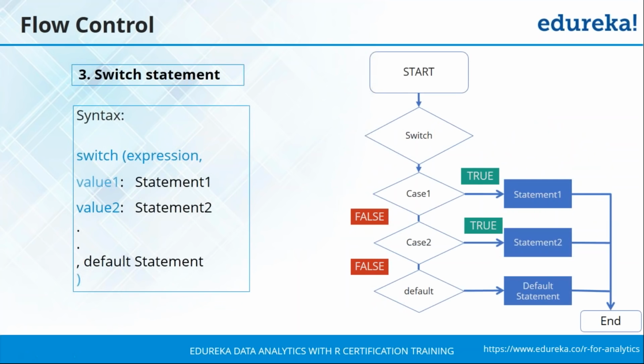Alright, now the third kind of flow control statement is the switch case statement. So switch case is basically used to compare a certain expression to a known value. That is, you're already aware what value that variable can take, and based on that, what has to be done.